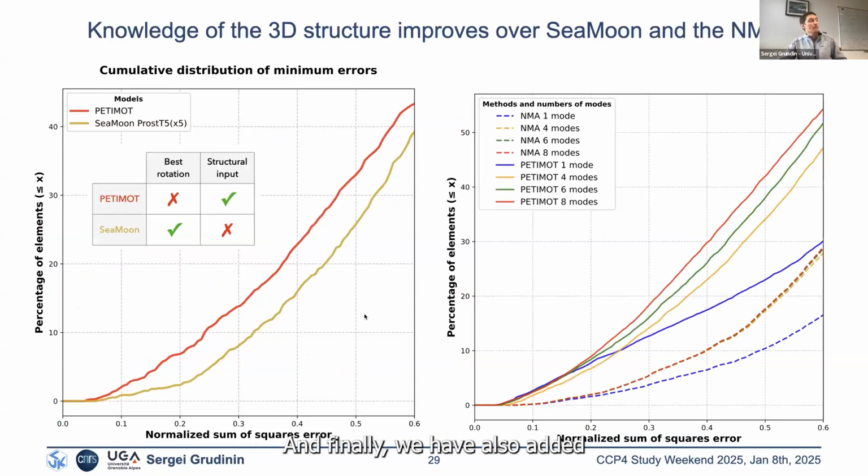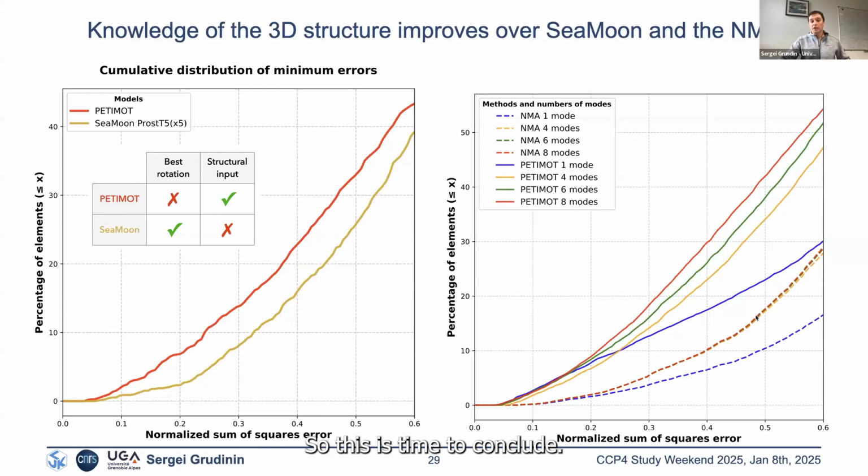And finally, we have also added some additional structural information as the input. We constructed a new model, PTMO. In this case, providing additional structural information increases the performance of our model by about 10%. So our model is always better than the previous one, and we are much better than the normal mode analysis.